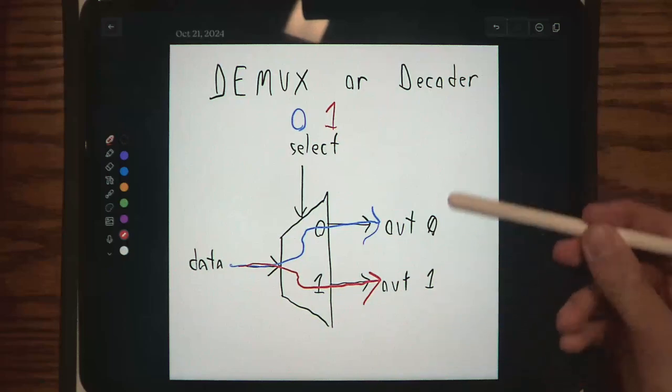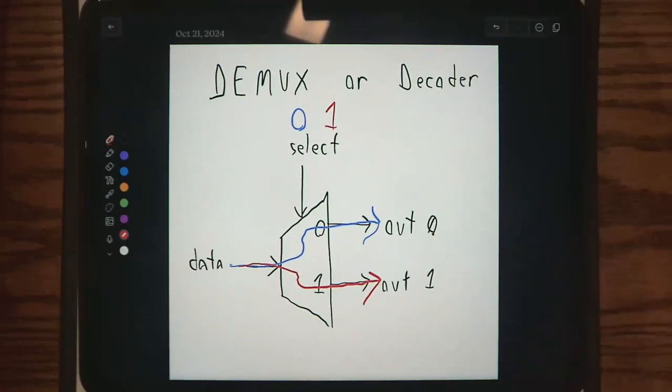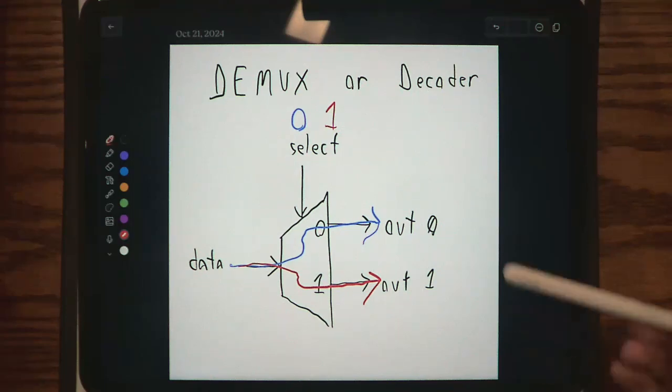You could look in the Skywater 130 nanometer PDK that I provided in the resources tab. You could try to figure out exactly how they implement their decoders.